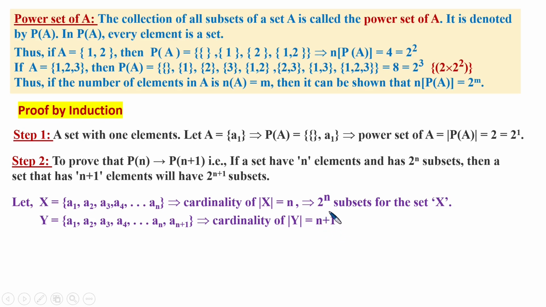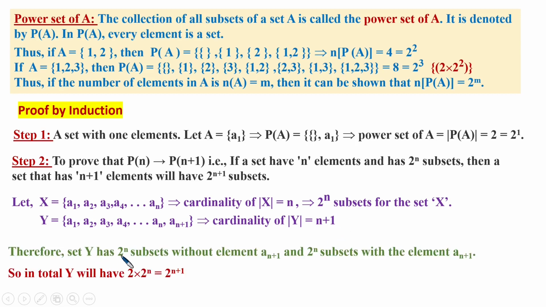I am skipping many steps. Please fill in the gaps so that you understand better. Therefore a set y has 2 to the power n subsets without a n plus 1, and another 2 to the power n subsets with the element a n plus 1, as I have explained. Just pause and go through it if it is still confusing. So in total y will have twice 2 to the power n, that is 2 to the power n plus 1. So this is proved by induction: if it is true for n equal to 1, and if you assume that it is true for n, then you get the same form, only with n substituted by n plus 1.